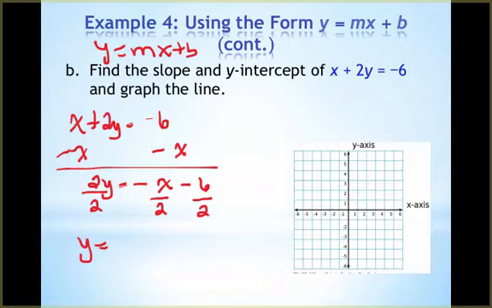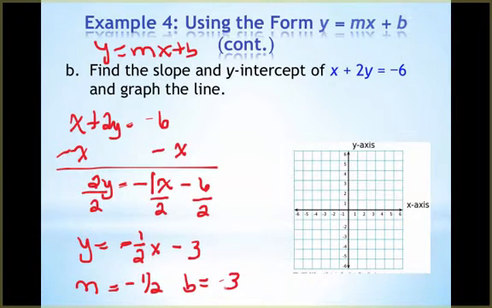Y equals, now let's think of that as negative 1x. So that will be negative 1/2 x. And then negative 6 divided by 2 would be negative 3. So we have minus 3. So my m is negative 1/2, and my b is negative 3.